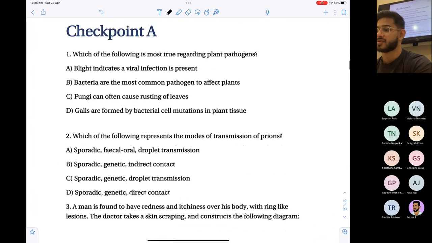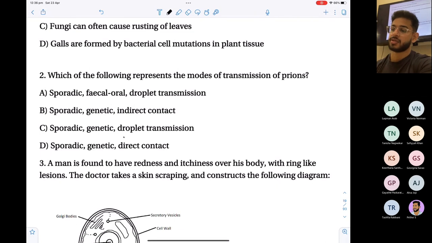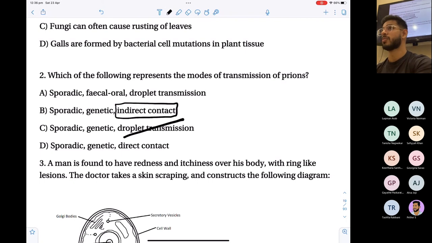Pardon? Oh, yes. Sorry, I completely missed that. You tell me. What was the answer? Why is it not C, everyone? Droplet transmission is not right. Why is it not B? I'd say indirect contact is vague, because we said directly consuming prion protein is also one mode of transmission. And fecal oral is not right. Because we'll come back to this, but what is the difference between consuming infected food and fecal oral transmission? You shouldn't mix those up.